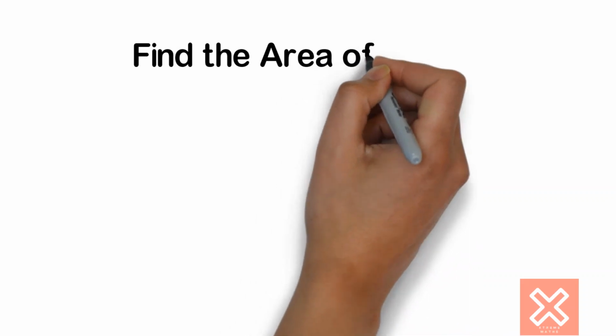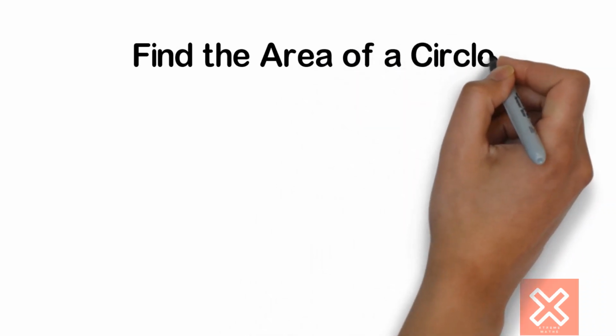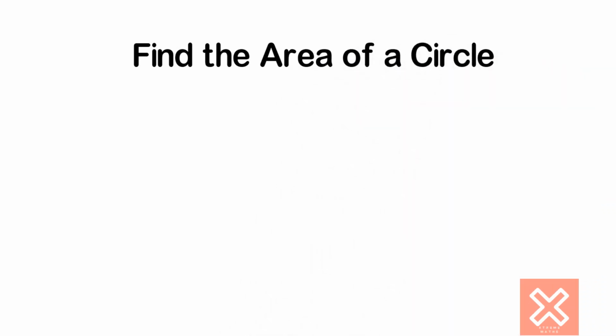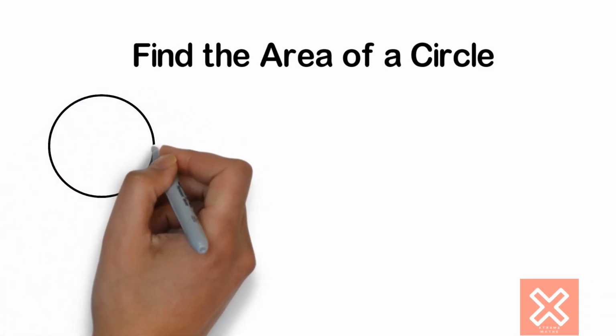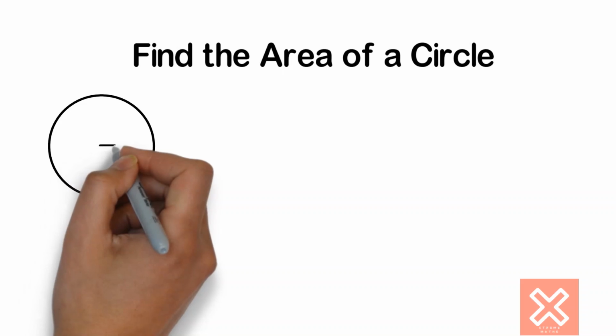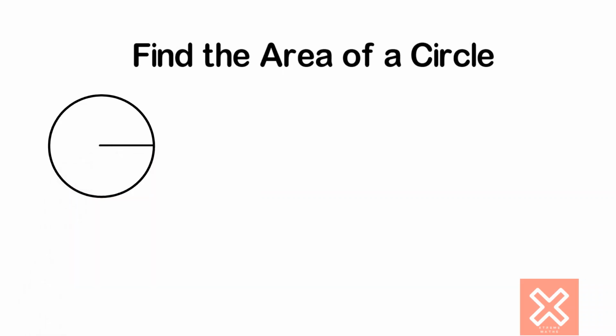Find the area of a circle. To find the area of the circle, you must know only one thing, that is the radius of the circle. This is the radius. The distance from the center to the circumference is called the radius.